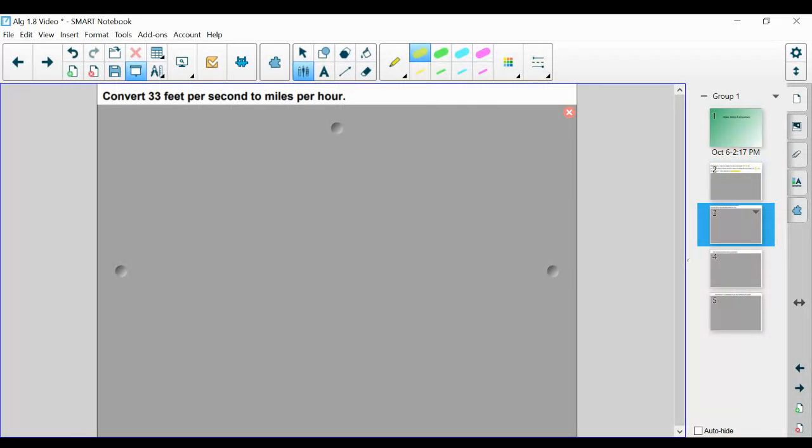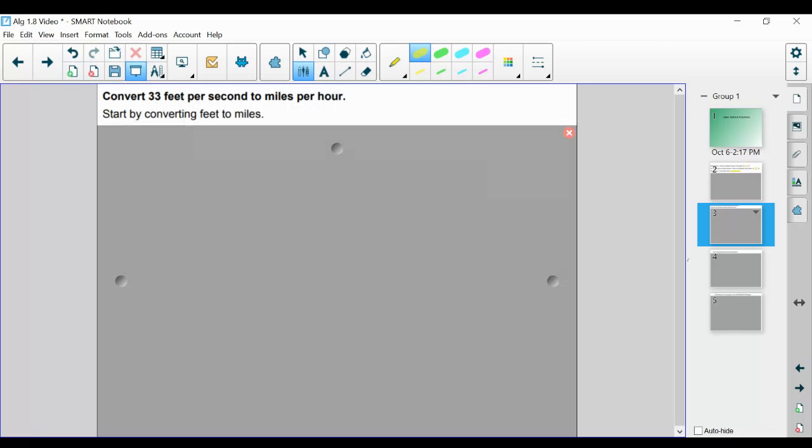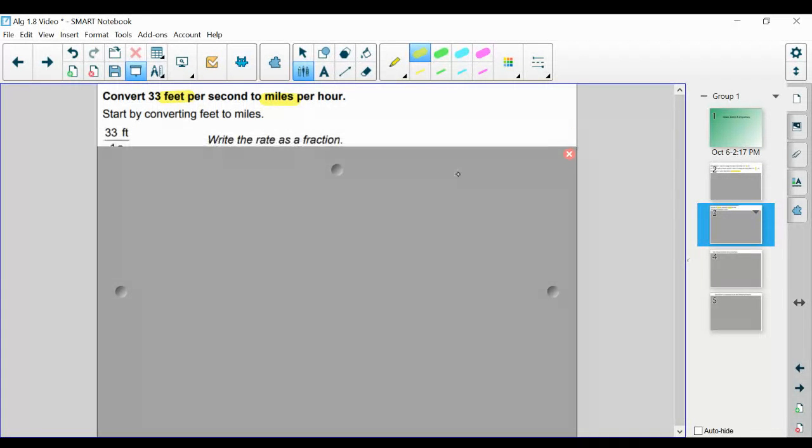So let's talk about this example, converting 33 feet per second to miles per hour. So we're going to start by converting feet to miles because we're talking about feet per second and we want miles. So we have to convert feet into miles. So this requires a little bit of background information. And if you don't have this, feel free to look it up to figure out these conversion rates or ask a friend or even ask me. But we're going to start by converting feet to miles.